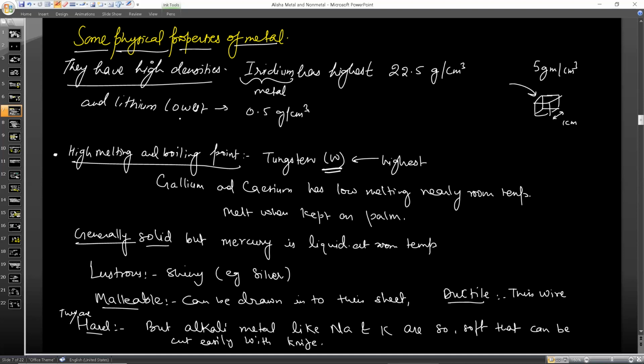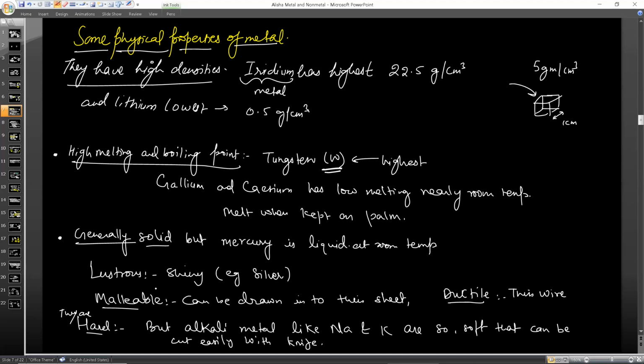Next, metals are generally solid, but mercury is the only metal that is liquid at room temperature. They are highly malleable and ductile. Malleability means they can be drawn into thin sheets: when you hammer them, they easily get hammered and broken into thin sheets.